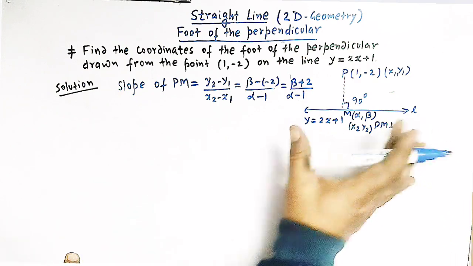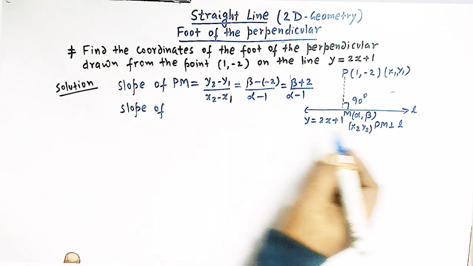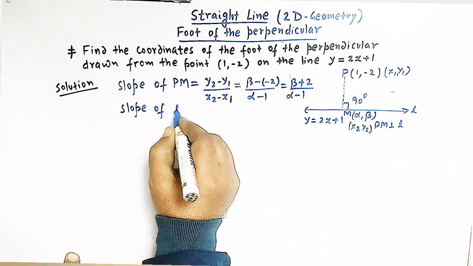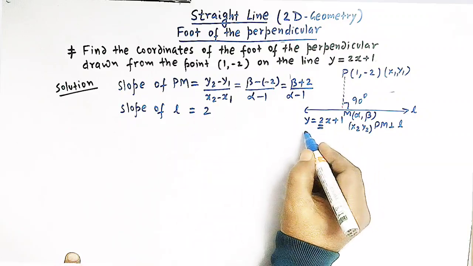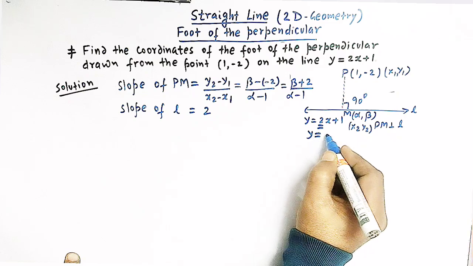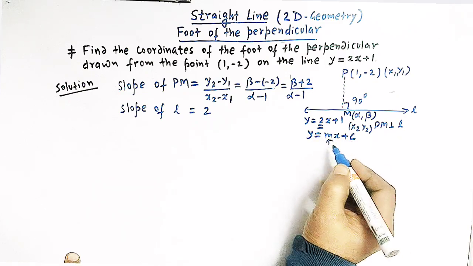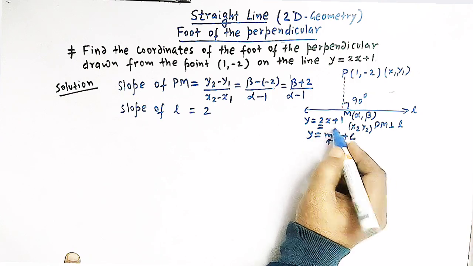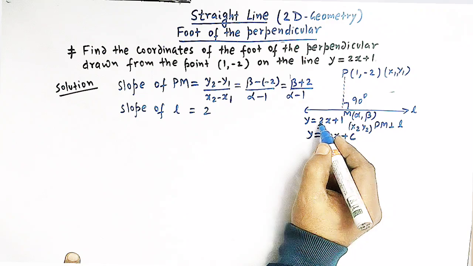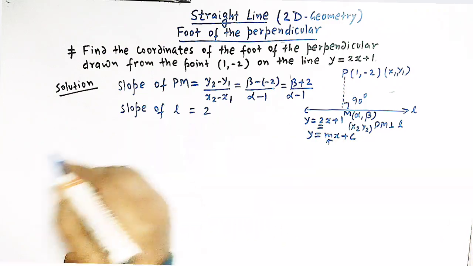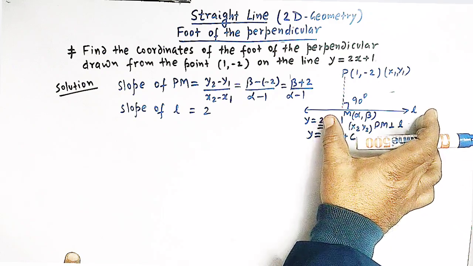So now let us write the slope of the given line. So slope of the line L is given by 2, right? Because if we compare this equation with y = mx + c, then m is the slope, right? And comparing these two equations, the value of m, that is the slope of the line, is given by 2. Now see, this line PM is perpendicular to this line L.